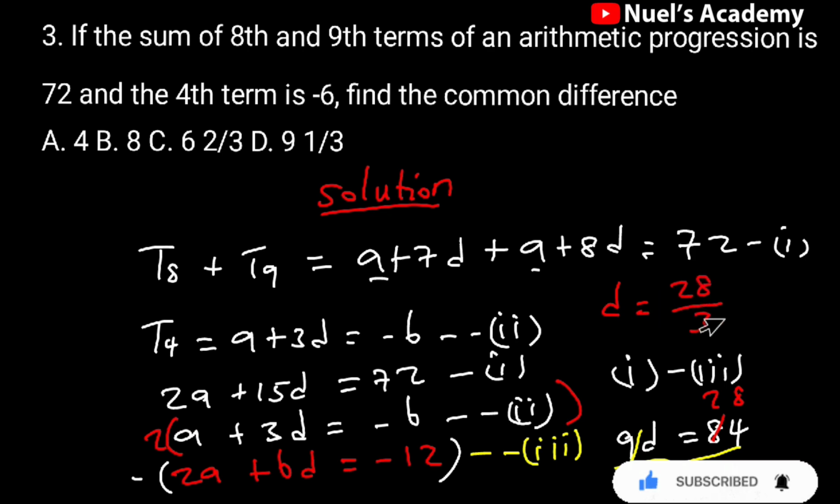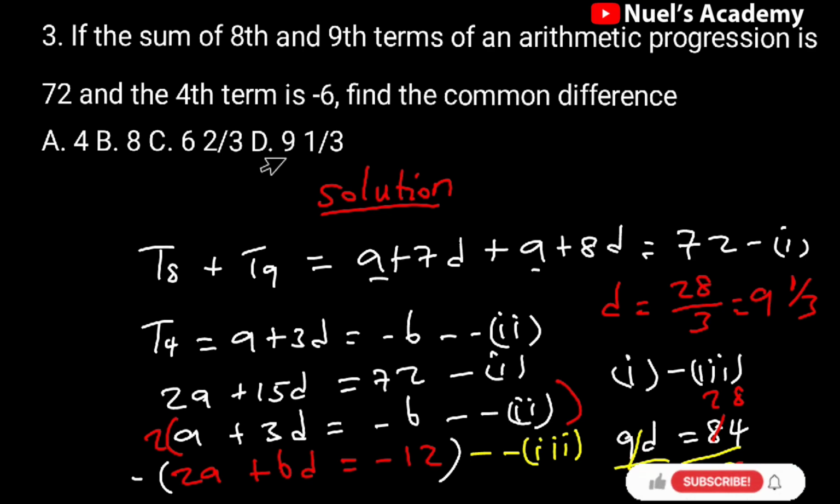Now 28 divided by 3 gives us 9 as a whole number. Now what will remain? We know that 3 times 9 is 27. So 1 will remain. We have 1 over 3. So from the options, the common difference which we have to find is 9 whole number 1 over 3. That is option D.